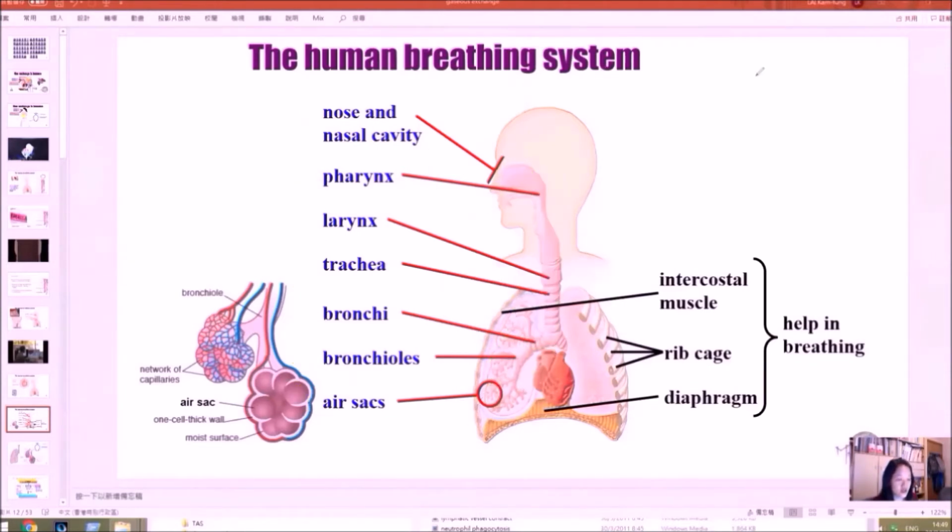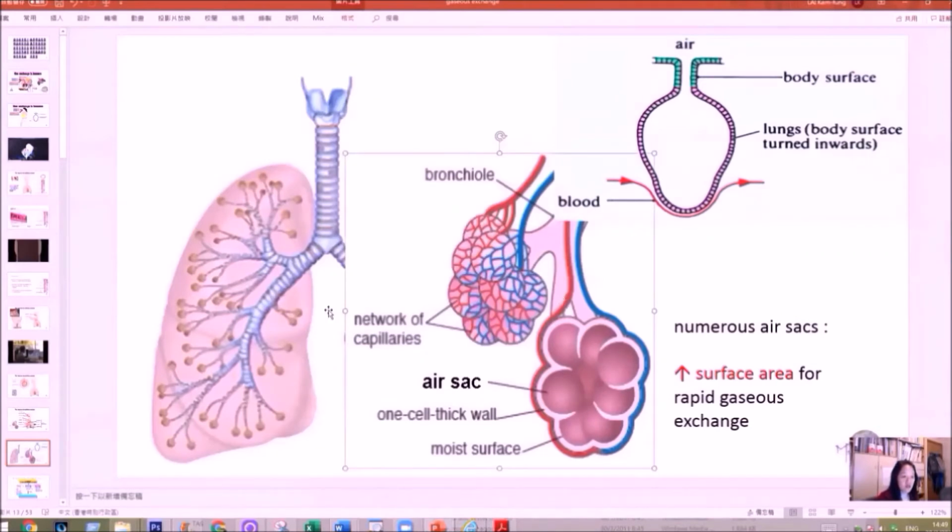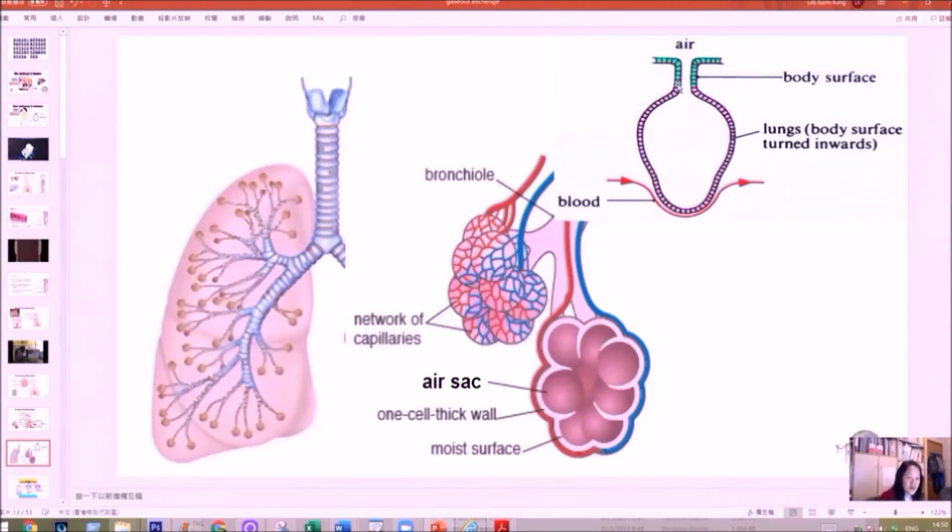Site of gas exchange. You try to circle the part for site of gas exchange. Yes, the air sac. We can compare the air sac with the diagram I showed to you before. This is the air sac. What's the difference between the air sac and the diagram I showed you at the very beginning? If your body surface turn inward and this is your lung, which is having a smooth surface, what happens to the surface area?